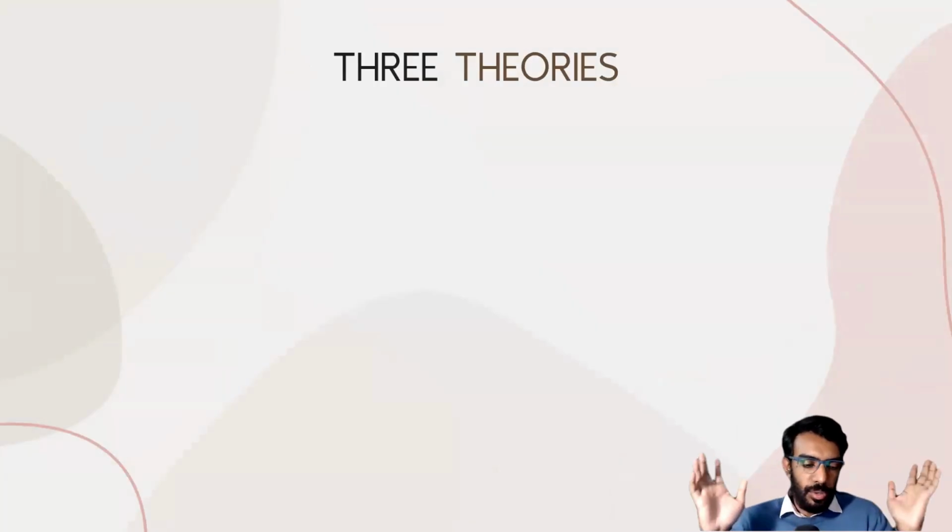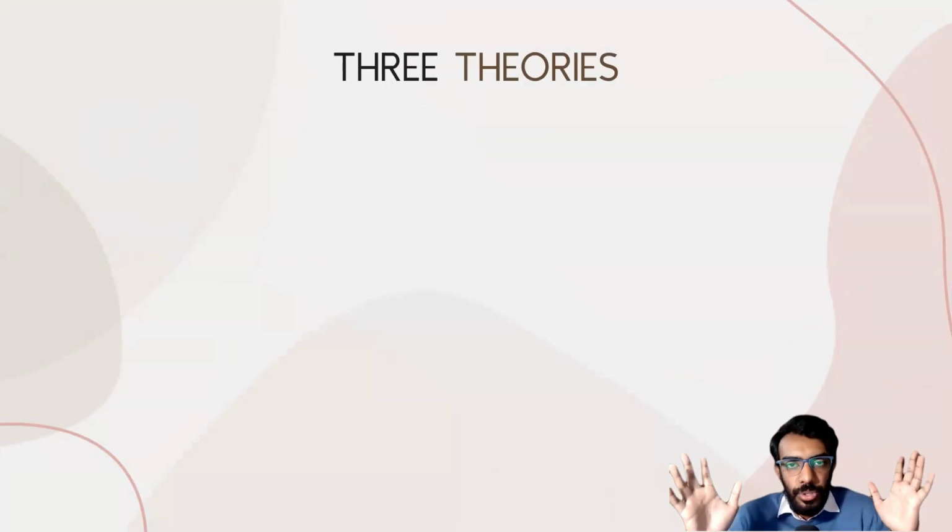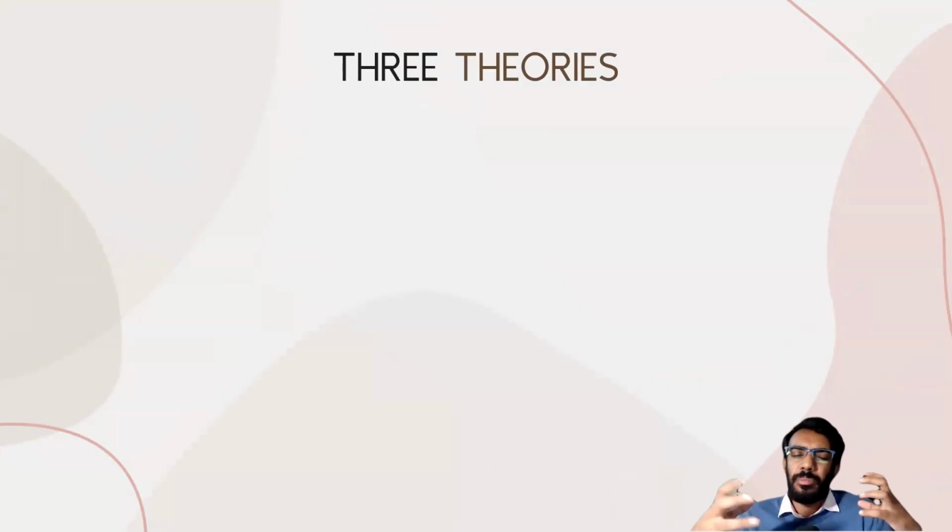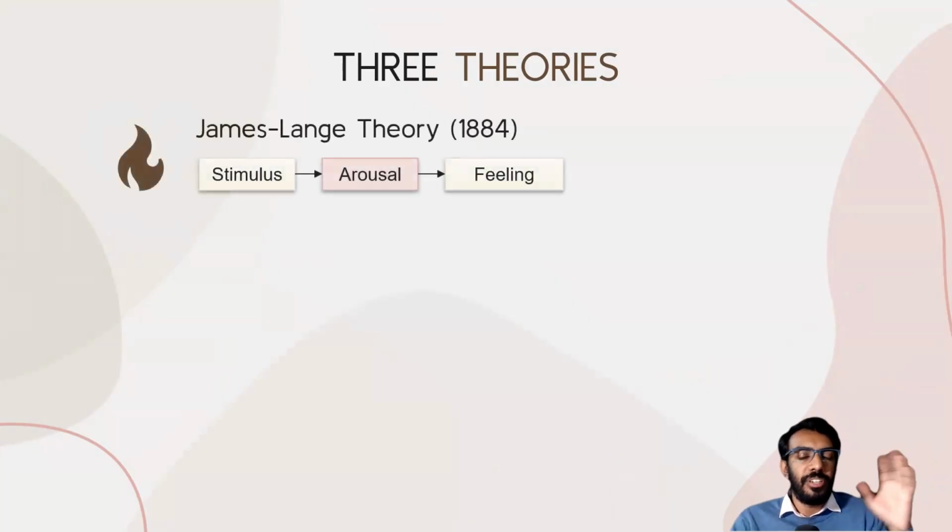At least these theories you should know. These are something that people will keep asking you, what is this theory, what is that theory, etc. So the first one is the James Lange theory. So this is one of the oldest theories of emotion that we have, right? And it follows a very simple flow.